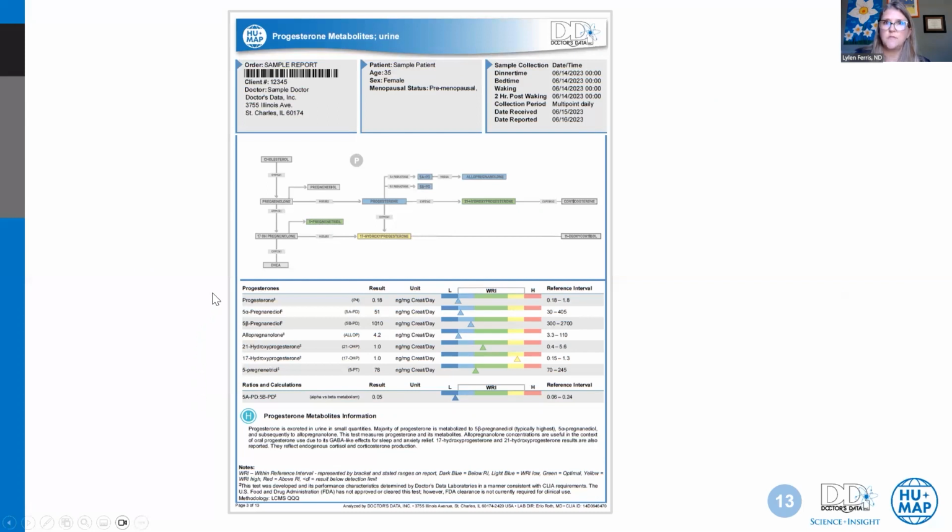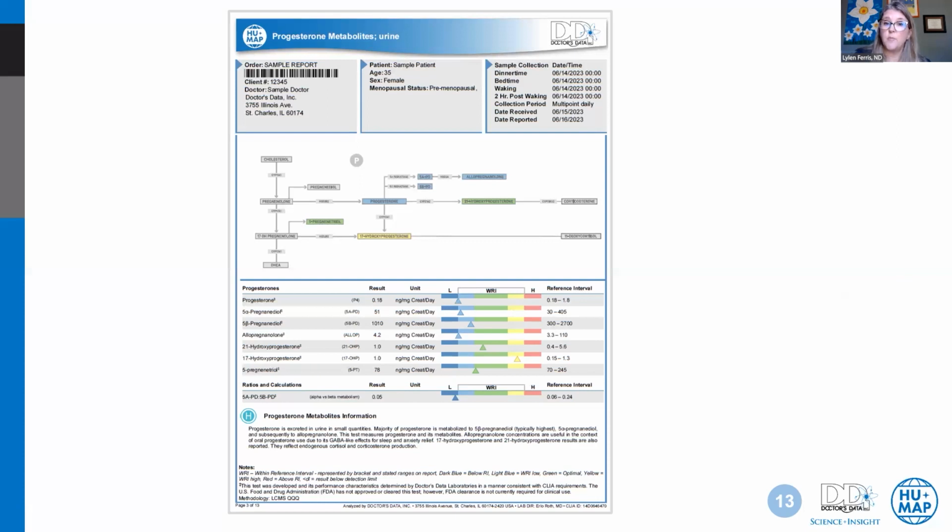So you can see the names of the tested hormones here on the left. You can see that there is a numerical result given for each marker, and then it's plotted on a histogram, so you can see where it falls in relationship to the reference interval, which is listed here on the right. The reference interval incorporates green as well as light blue and yellow, and then of course dark blue and red are considered to be outside of the reference interval.